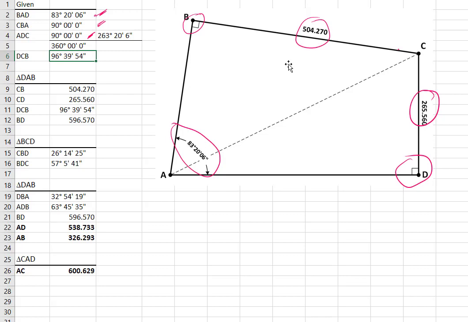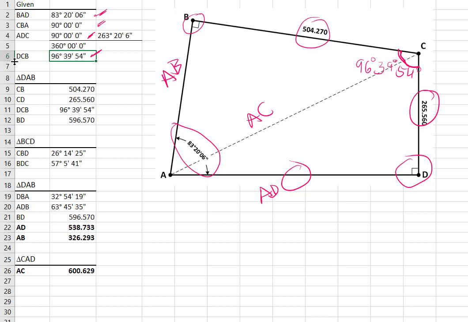Of course, the last angle, which is this angle, if we say DCB equals 360, the total angles of the four-sided polygon, 360 minus 83 minus another 90 minus another 90, this will give us the angle C as 96 degrees, 39 minutes, and 54 seconds. Now we are required to find this line, which is AD, this line AC, and AB.